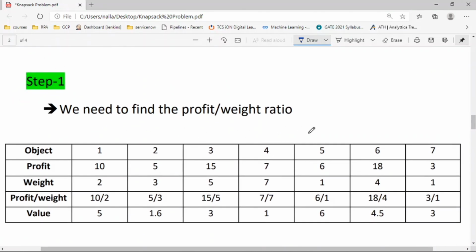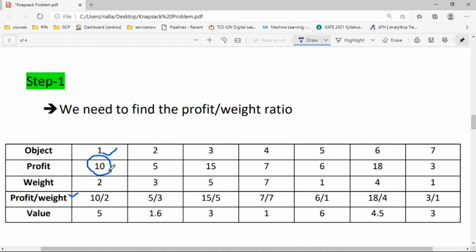So there are 7 objects, and the profit of each object is provided in the next row, and in the next row the weight of my object. Now I'm going to calculate profit by weight. So guys, see that the profit of object 1 is 10 rupees for the weight of 2 kgs. If I sell my 2 kgs of object 1, then only I can get the profit of 10. So profit by weight is nothing but what my profit is if I sell only 1 kg of such a product. So that's the profit by weight.